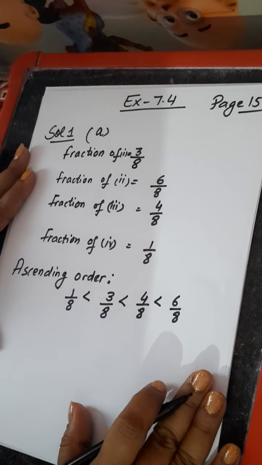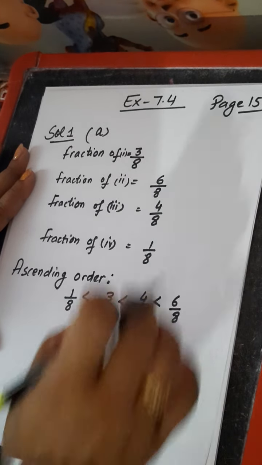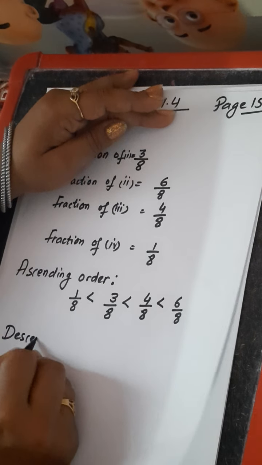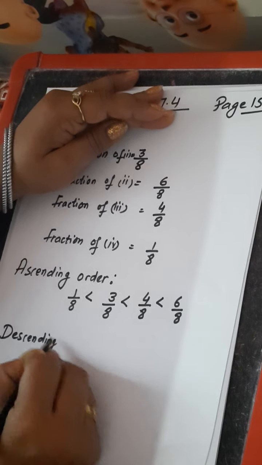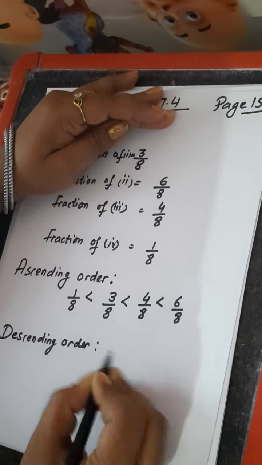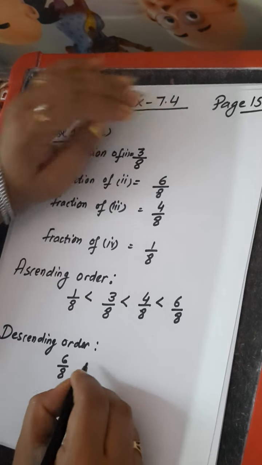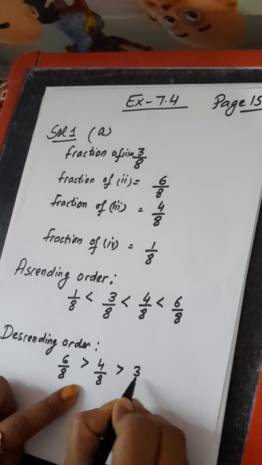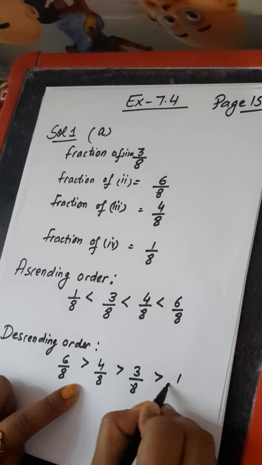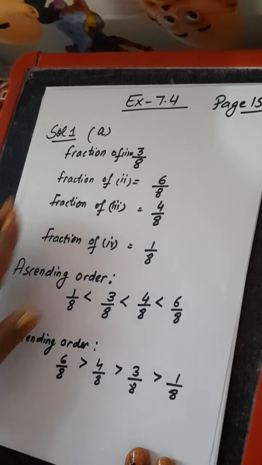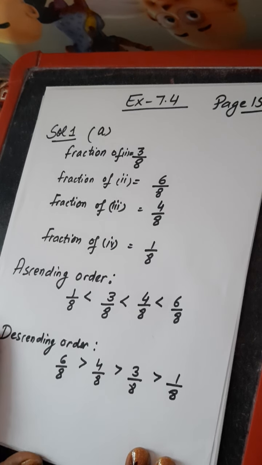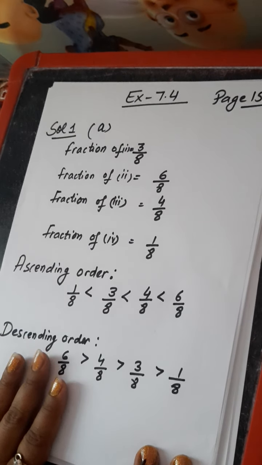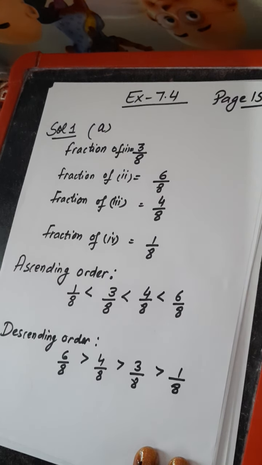This is the ascending order, and now we have to arrange the same in descending order. So descending order, from bigger to smaller: 6 upon 8 is greater than 4 upon 8 is greater than 3 upon 8 is greater than 1 upon 8. So this is your first question, part A. Firstly we write the fraction of each figure, then we arrange in ascending or descending order.